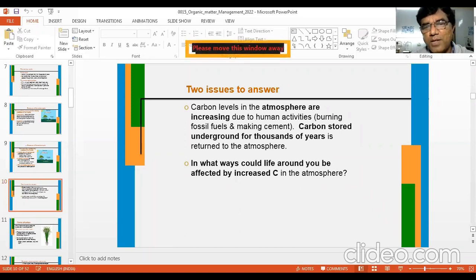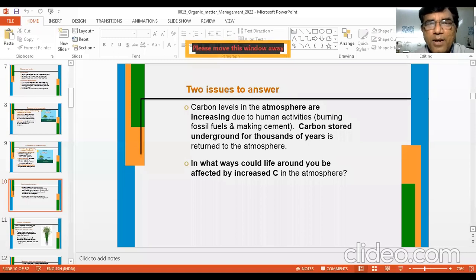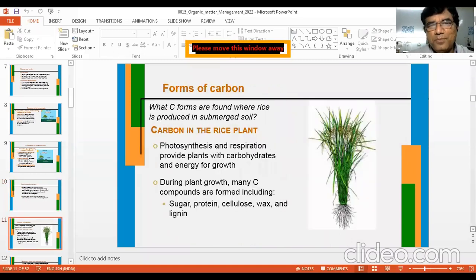Second question: in what ways could life around you be affected by increased carbon in the atmosphere? There is no doubt all the people across the world are dealing with climate change, and the increasing level of carbon dioxide and some other greenhouse gases is a matter of concern. So it will result in global warming, then climate change, then the effect of climate change on human beings, on animals, on soils, on all sorts of living and non-living things, which are going to be affected by climate change. So we need to give answers to those questions also.